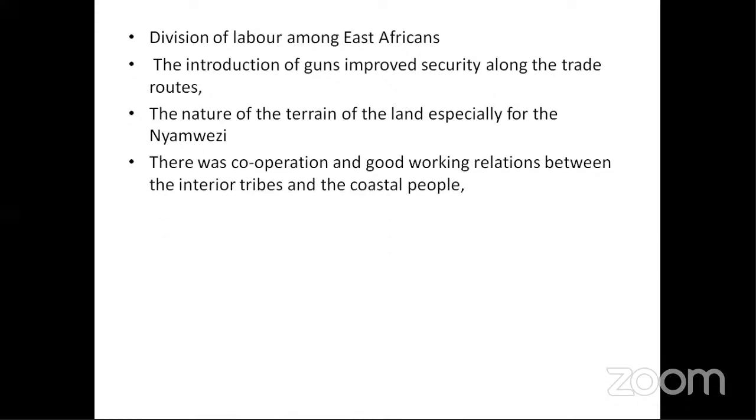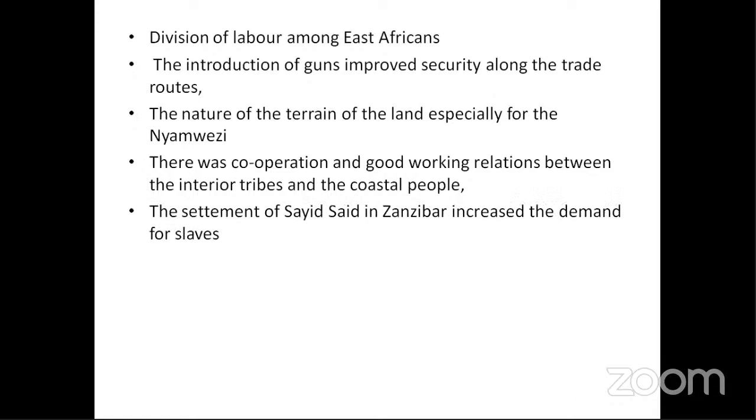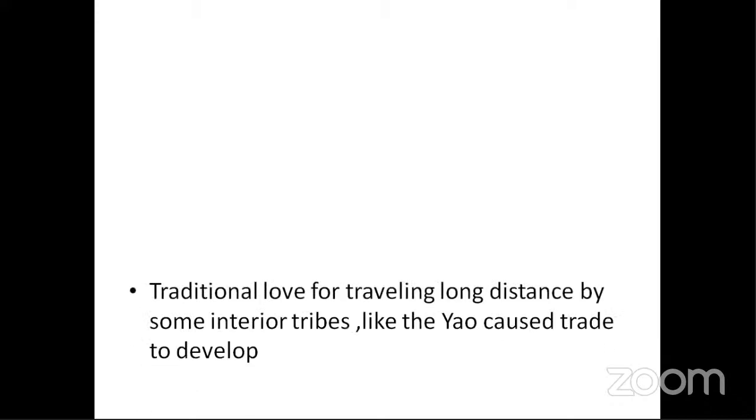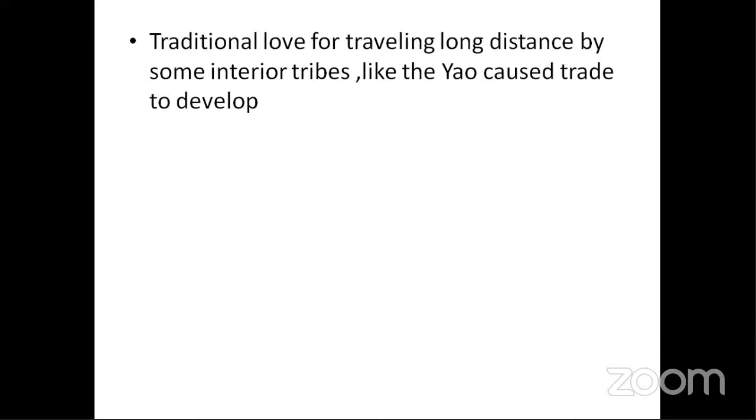Cooperation and good working relationship. We have already given this point, okay? The settlement of Saidi in Zanzibar. Yes, we've given this one. And of course, Saidi was buying slaves and so many other goods from the interior. That is why the trade developed. And there is an image of this man called Saidi, okay? I think you are seeing him, Saidi, that is the image of this man who was buying the slaves and at the same time buying goods from the interior, okay?